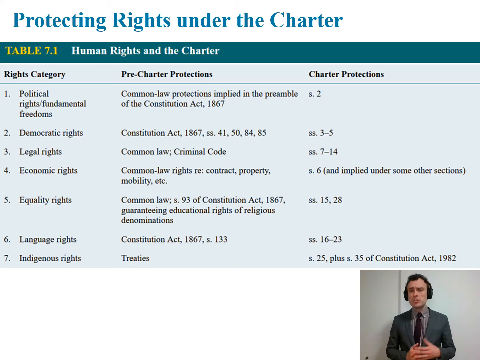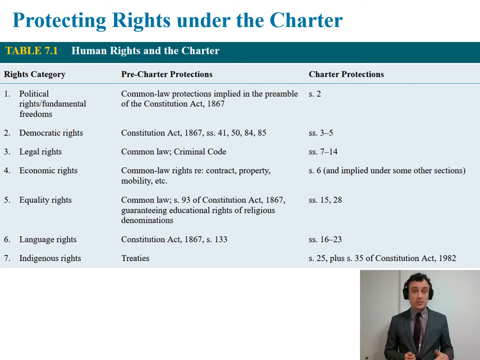Starting at the top with the political rights and the fundamental freedoms, Section 2 guarantees the freedom of religion, the freedom of expression, the freedom of media, the freedom of assembly. These are important fundamental freedoms that we see protected in all liberal democracies. The democratic rights are protected in sections 3 through 5, which secure the right to vote for every Canadian, as well as the fact that a government cannot endure for longer than 5 years.